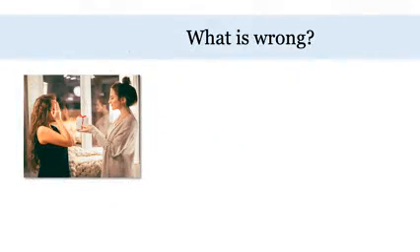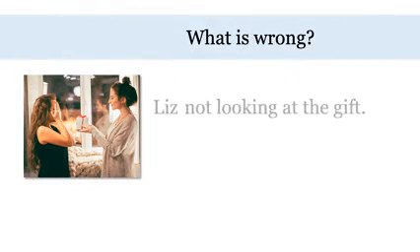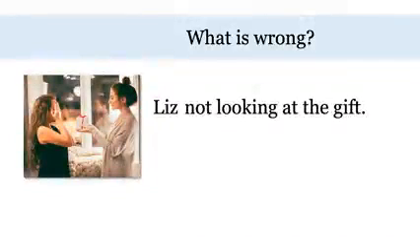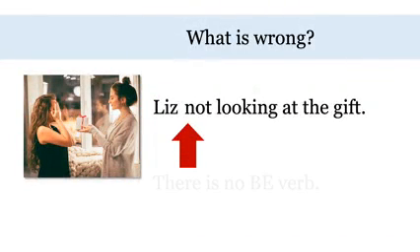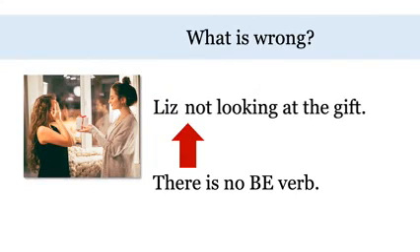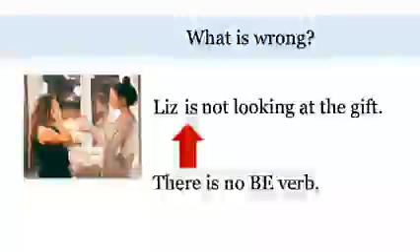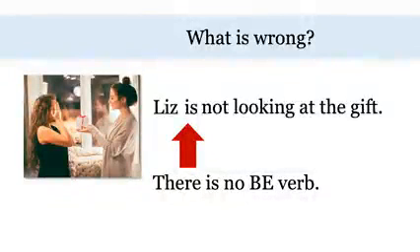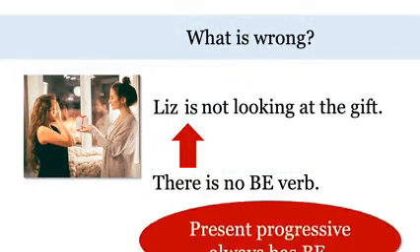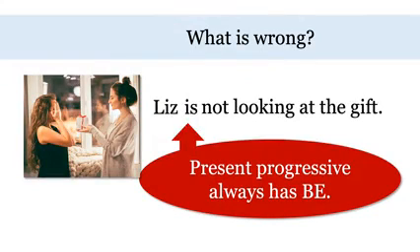Okay, what is wrong? Liz not looking at the gift. Can you see the mistake? There is no be verb. We need a be verb for the present progressive. Liz is not looking at the gift. Present progressive always has be.